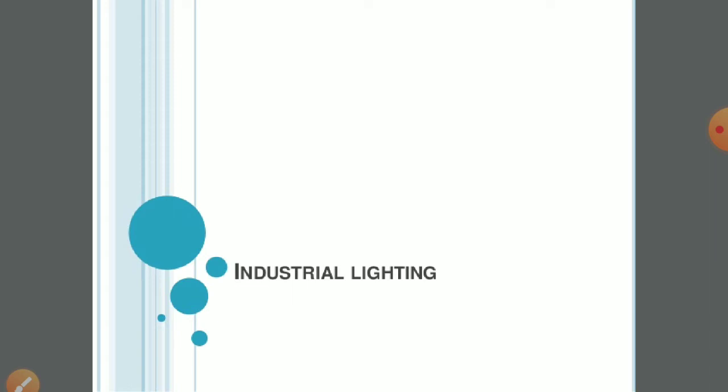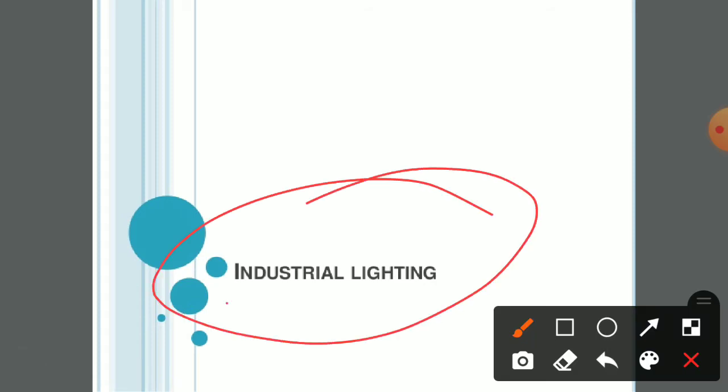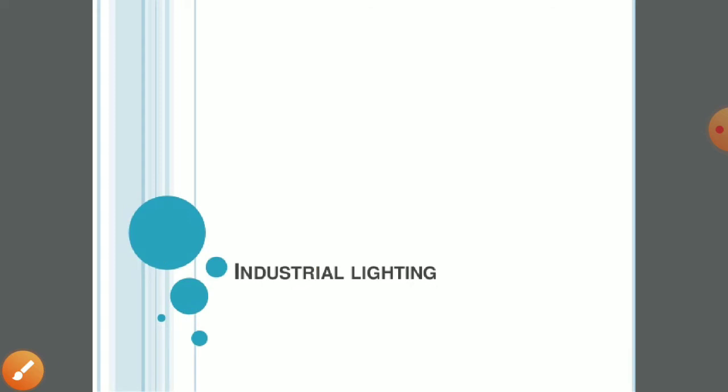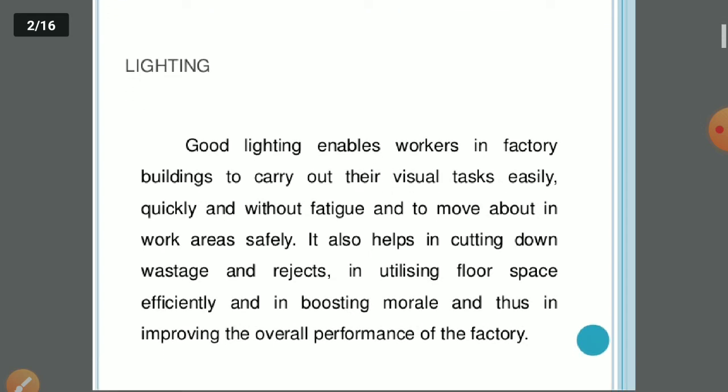In the previous class we discussed street lighting, and the other topics are industrial lighting and flood lighting. Industrial lighting, as the name itself says, is the lighting which is used for industrial purposes or industrial applications. So we'll discuss what industrial lighting is and other things.